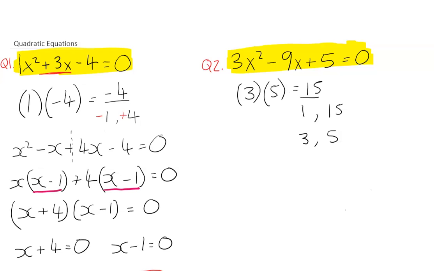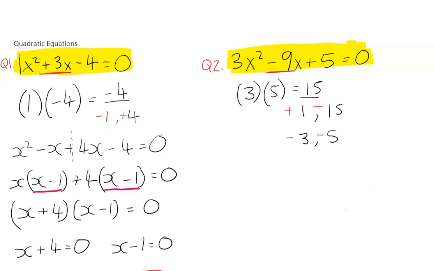Now, I need to try and make a minus 9. Okay, same way I made the plus 3 on question 1, I'll try to make a minus 9 here. But using 1 and 15, I can't possibly get to minus 9. I could put maybe a minus 15 there and a plus 1 to be minus 14. Still not minus 9. I could put a minus 5 here and a minus 3 there to be minus 8, which is very close, but it's not minus 9.